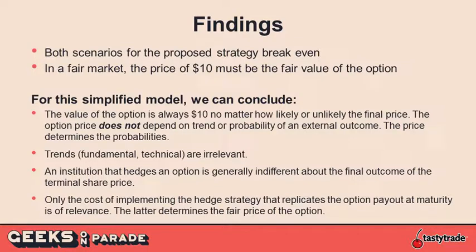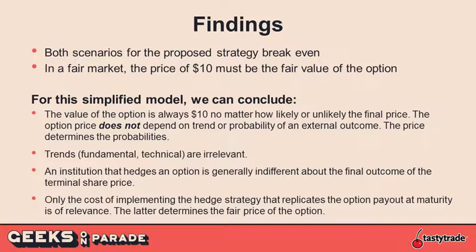Now, the findings are that in both scenarios, the strategy does break even. So $10 has to be the right price. It has to be the efficient price. And the value of the option is always $10, no matter how likely or unlikely the outcome is. It doesn't matter. That's the right price. Stock goes up to 120, we don't care. Stock goes to $80, we don't care. $10 is the right price, and we can sell it for $10 because we're hedged. We don't have any risk.